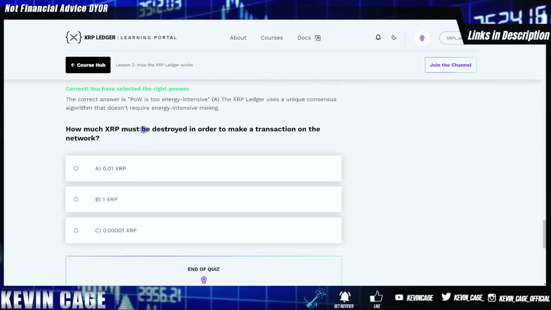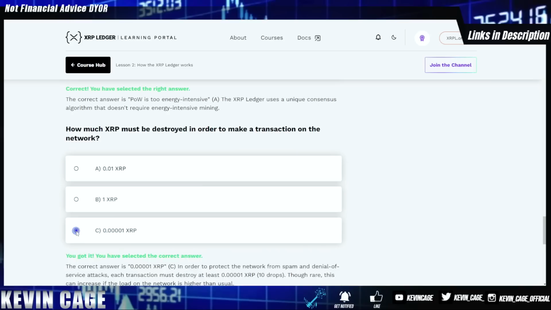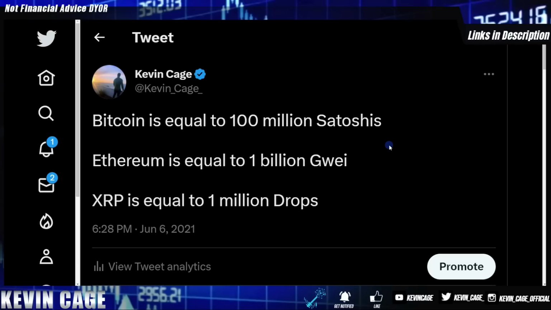How much XRP must be destroyed in order to make a transaction on the network? So this is destroying a fraction of XRP, or burning it, to process a transaction. And the current minimum transaction cost is approximately 10 drops on the XRP ledger. So the answer is C. And there's different terminology for each crypto asset. So for example, XRP is equal to 1 million drops. Bitcoin is equal to 100 million Satoshis. So a fraction of Bitcoin is typically called a Satoshi. And Ethereum is equal to 1 billion Gwei.